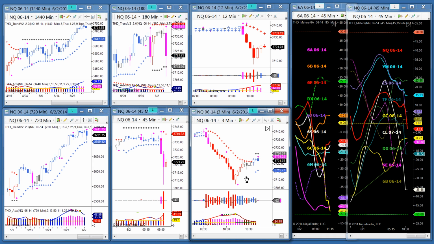Do y'all understand now, looking at the 3-minute, why I said that's not my favorite trade? Number one, there wasn't divergence, but what was the other reason? The ADX on the 12-minute was going to stop you out.